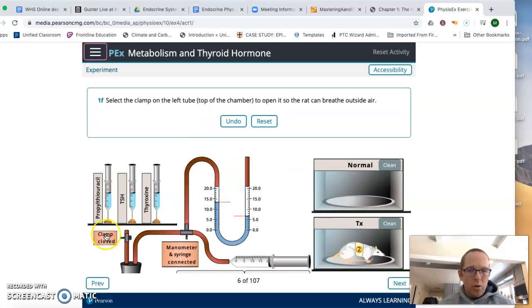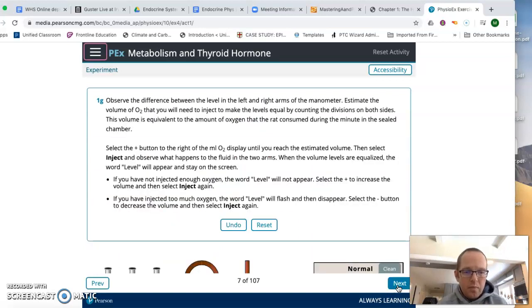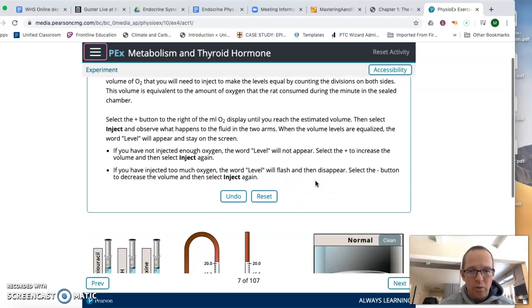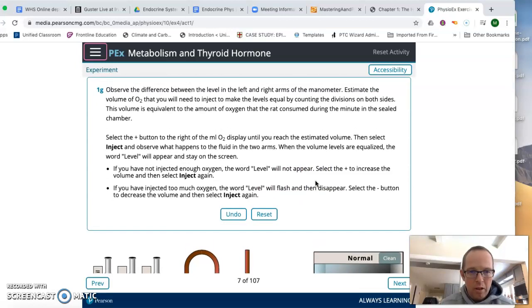And we're going to open this clamp here because eventually the rat would run out of air and we don't want the rat to die. So we're going to open that clamp. Now the rat is able to breathe all that sweet, sweet outside air, and we can start collecting some data. Now there's a lot here. What we want to do is observe the difference between the level in the left and right arms of the manometer. So we're going to estimate the volume of oxygen that we're going to need to inject to make those levels equal.